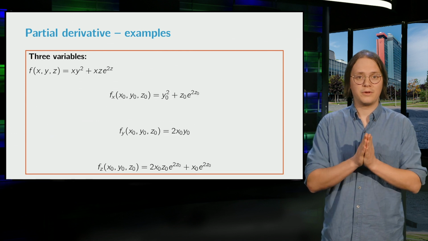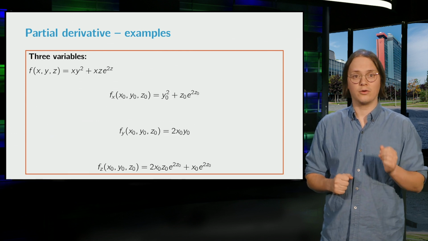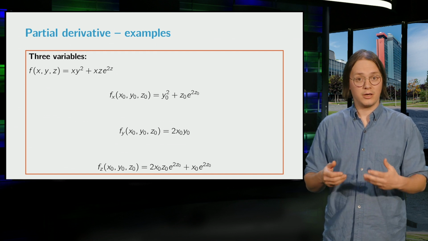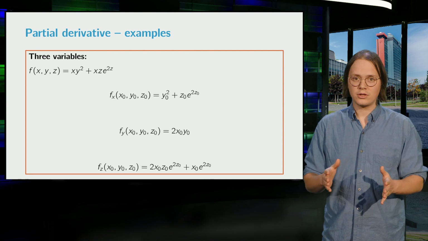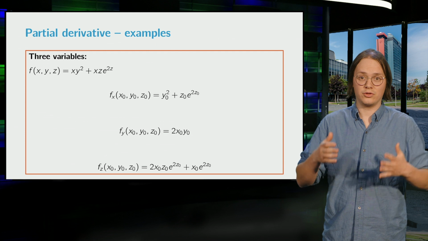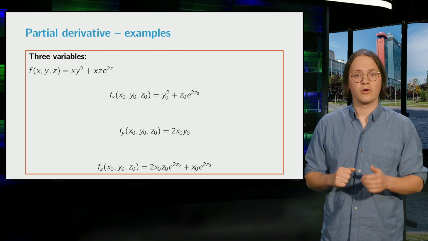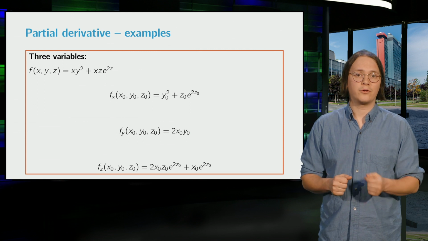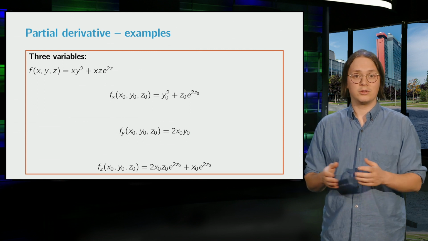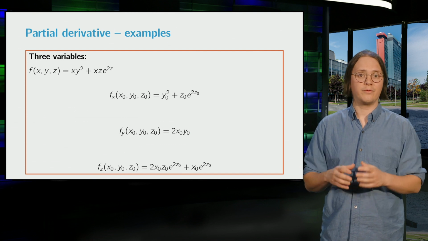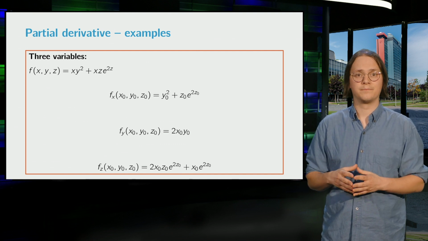Indeed, the partial derivative with respect to x at the point x0, y0, z0 is as indicated on the slide, because if we keep y and z constant, we simply end up with some constants times x, and its derivative is just that constant. For the partial derivative with respect to y, we see that we only get a part coming from the first summand, since the second summand doesn't depend on y, but only on x and z. And so its derivative with respect to y is 0.